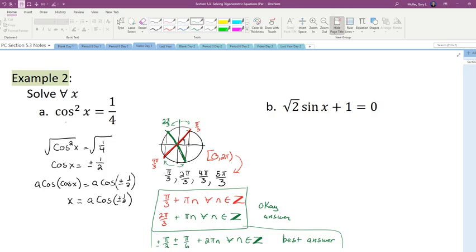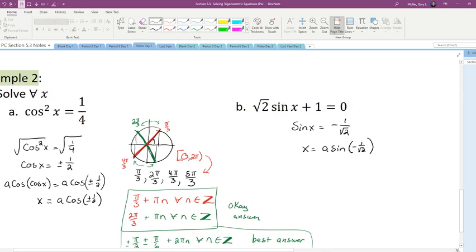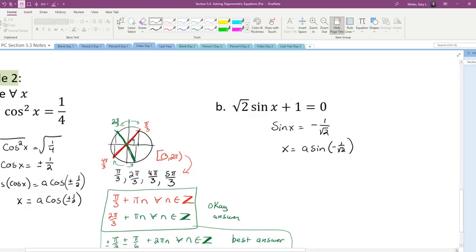Algebra-wise, I'm going to subtract 1 and divide by the square root of 2. So I should be looking at sine of x equals negative 1 over the square root of 2. I'm going to take the arc sine of both sides, which leaves me with x equals the arc sine of negative 1 over the square root of 2. I'm not going to rationalize this because I'm not reporting an answer here. We only want to rationalize when we're all the way done. So leaving it here is fine because this is not my answer.